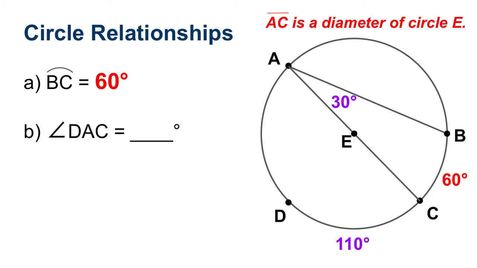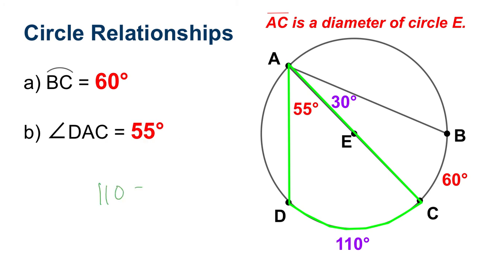Okay, so now we're going to see if we can figure out how big angle DAC is. So I'm going to go ahead and connect DAC together. You can see that I also added in here how big the arc from D to C is, which is 110. So if we work backwards, instead of doubling the 110, we're actually going to divide it by 2 this time. So if I do 110 and I divide by 2, I get 55 degrees. So inscribed angles are always smaller than the arc.